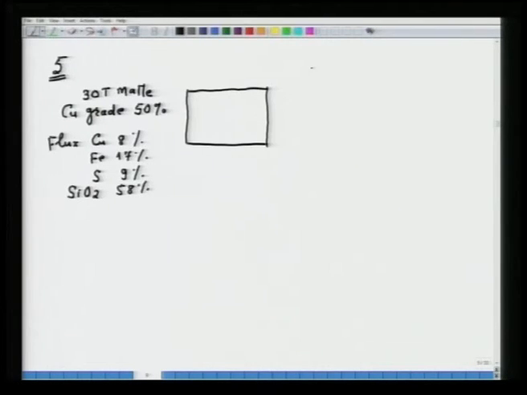Now, the slag which is produced, you have SiO2 27%, FeO 64% and CuO, loss of copper to the slag, it is 4%.